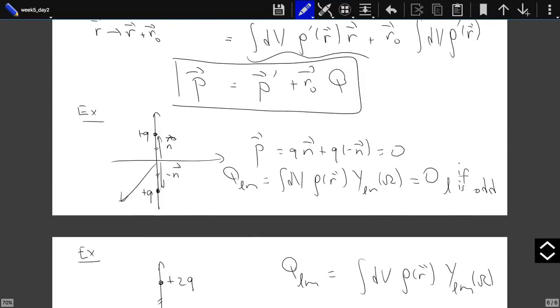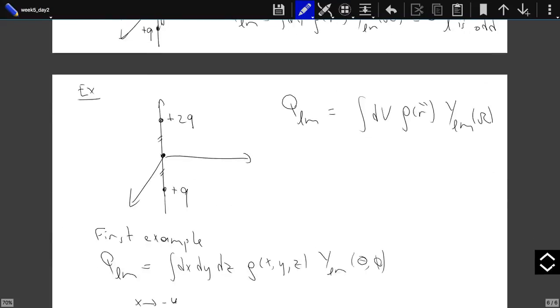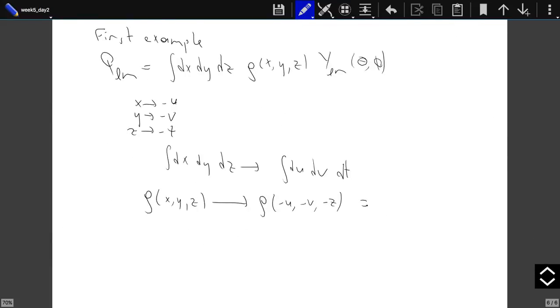In the first example, if I change the signs of all the coordinates, the charge density does not change because the charges are positioned symmetrically with respect to the origin. So basically that tells me that this is equal to rho of u, v, and t, sorry, not z. This is true in the first example, not in the second one. Do you agree?